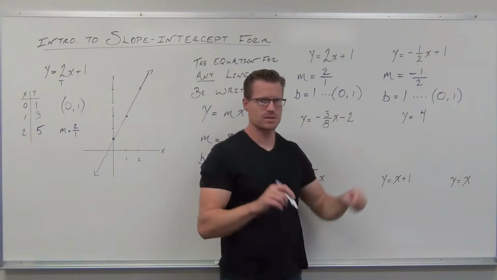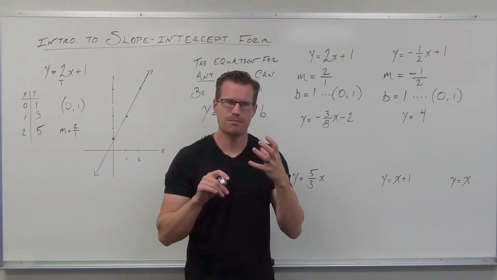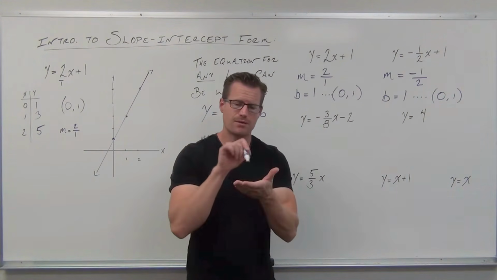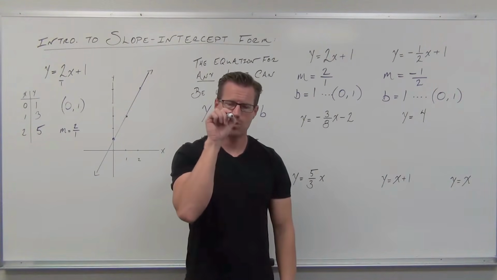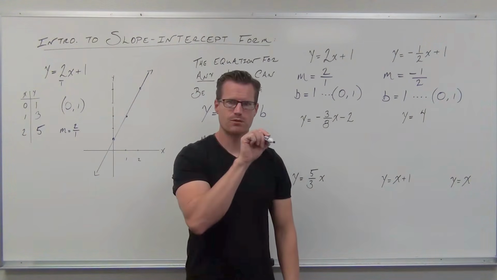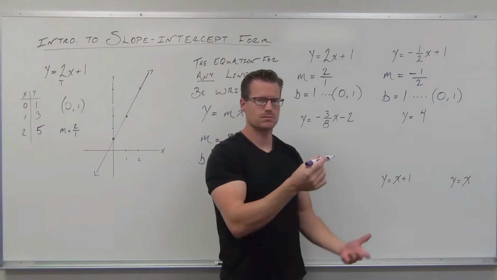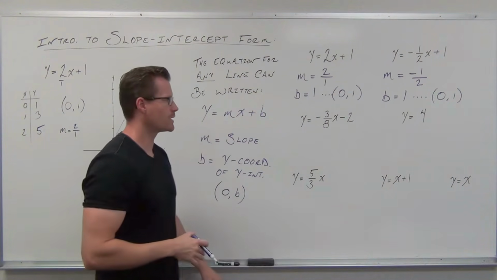So here we'd have 0, 1. Try to kind of put yourself through graphing this. You'd have 0, 1. You go just up 1. And then from there you go down 1 over 2. And you'd make your line. Cool. Without having to plot points.